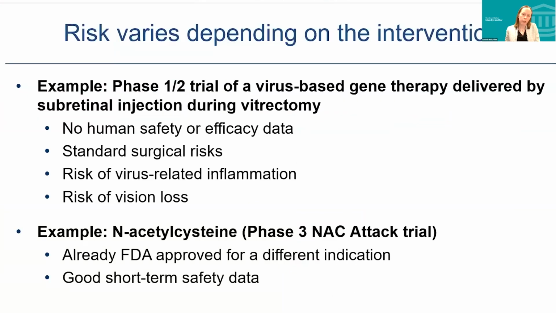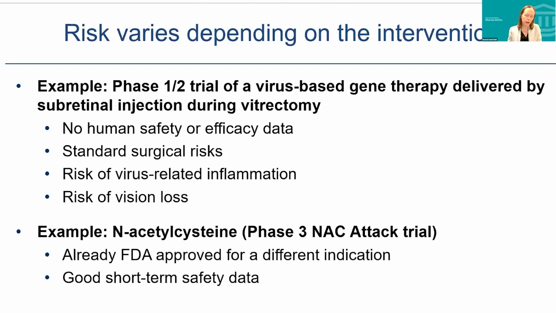And one of the reasons I wanted to stress the phases of trials and the type of interventions is because the intersection of those two things really impacts the amount of risk that a participant encounters. If we have a phase 1/2 trial, so a first in human treatment, and if it's something like a virus-based gene therapy that's being delivered subretinally, there's non-trivial risk. At this point, we don't have any human safety or efficacy data. We know that there is just inherent risk with any type of vitrectomy surgery. We add to that the specific risks of the subretinal injection and the virus itself. And those are things that a potential participant has to consider carefully.